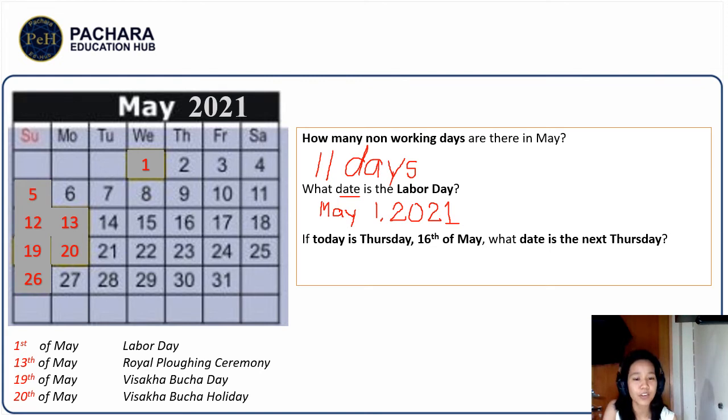Okay, if today is Thursday, 16th of May, what date is the next Thursday? Next Thursday from the 16th will be the 23rd. So the answer would be May 23, 2021, or 23rd of May 2021. That's the answer. Again, date includes the month, the year, and the number, the date.